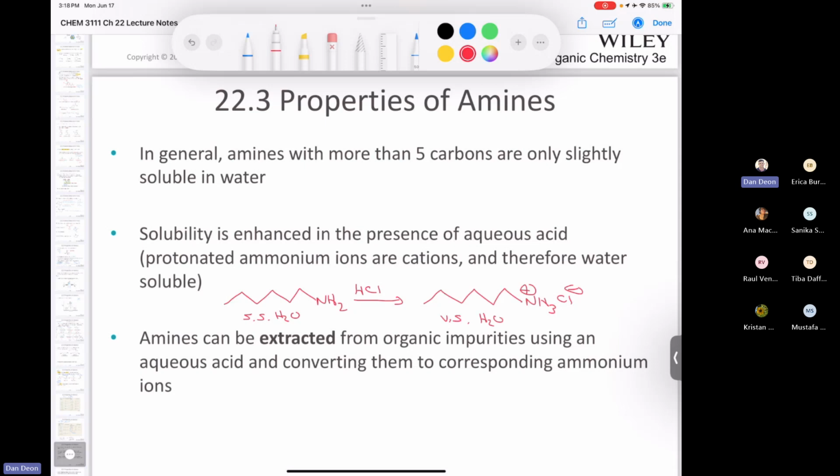So what does this mean? It means you can extract an amine from organic impurities by using aqueous acid. You just treat it with acid, you get the salt, and then it's going to go into the aqueous phase.